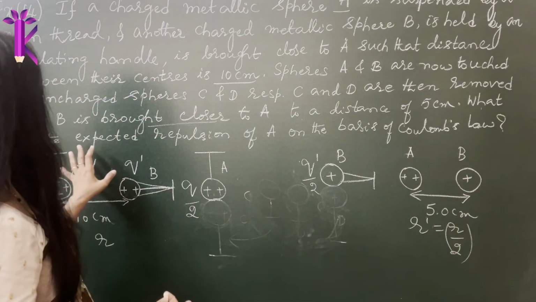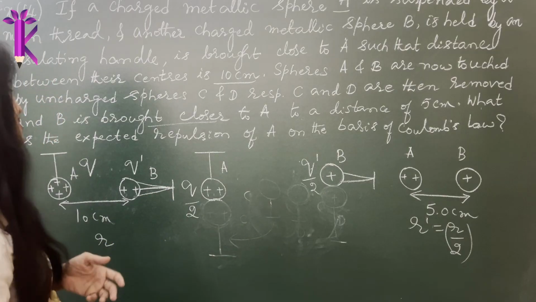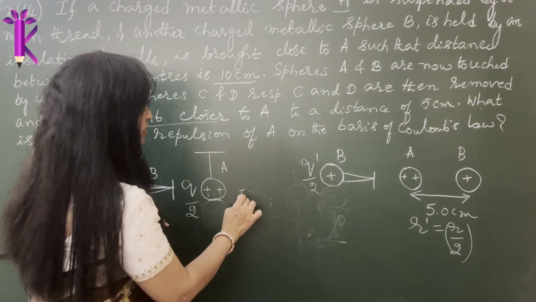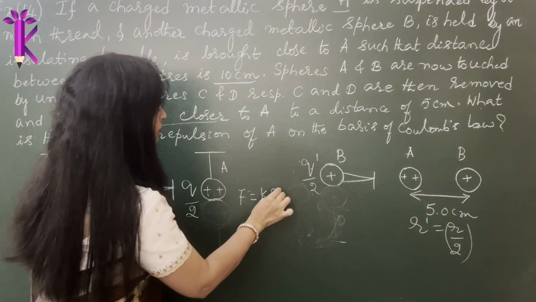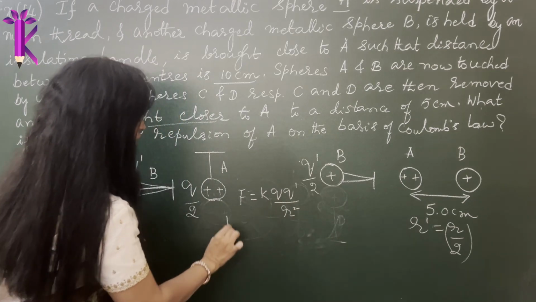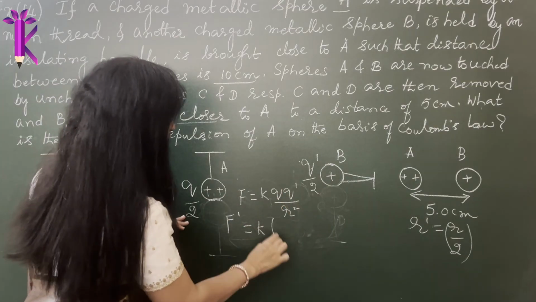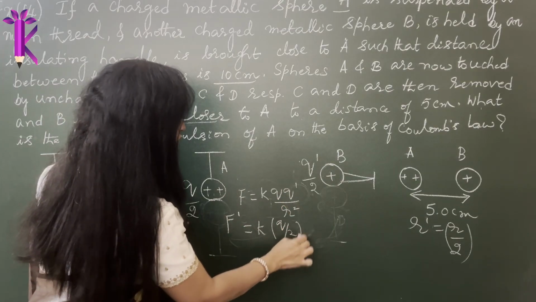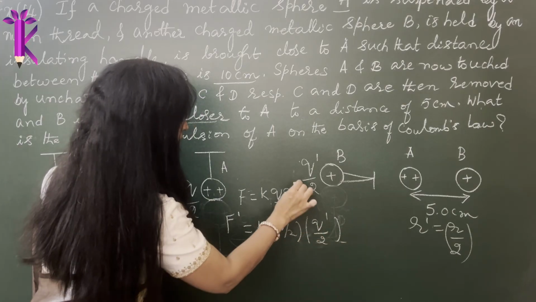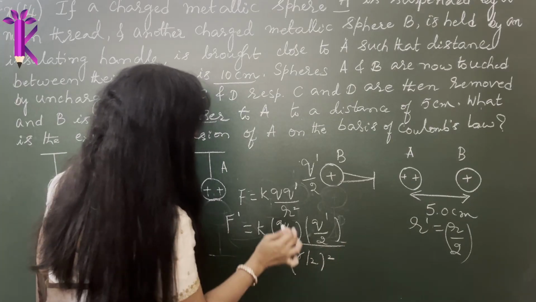Now you have to find the expected repulsion on A on the basis of Coulomb's law. It is very, very simple. The initial electrostatic force of repulsion is given by K into Q into Q dash divided by R square. So what will be your new electrostatic force of repulsion? What is the new charge on A? It is Q by 2, so let's write it as Q by 2. The new charge on B is Q dash by 2, right? Whole divided by R by 2 whole square, which is the new distance.